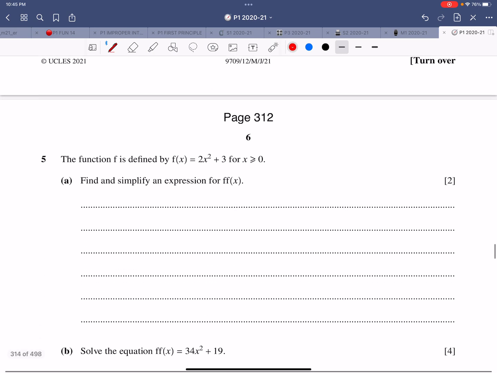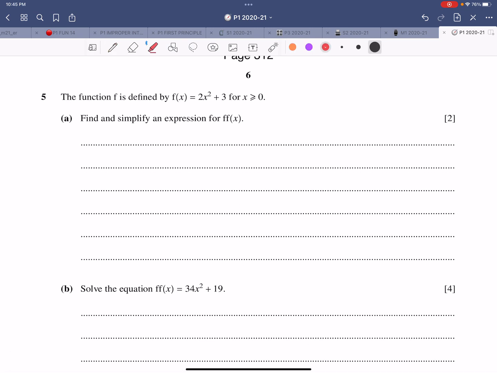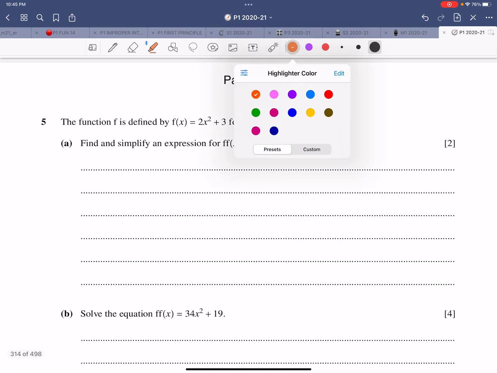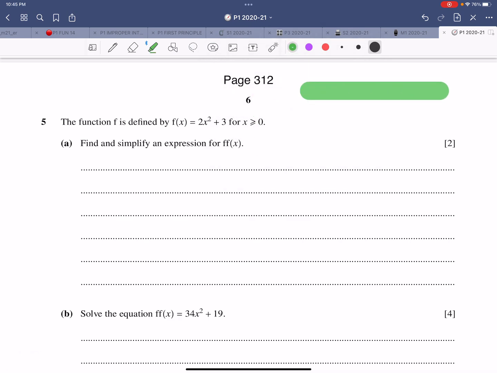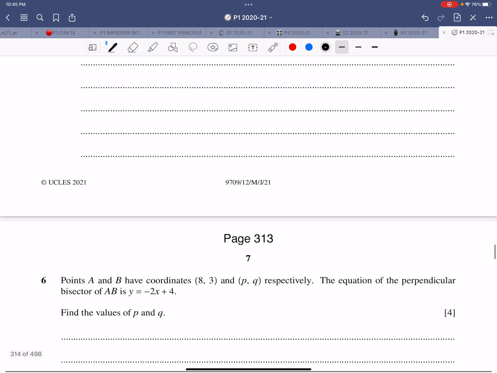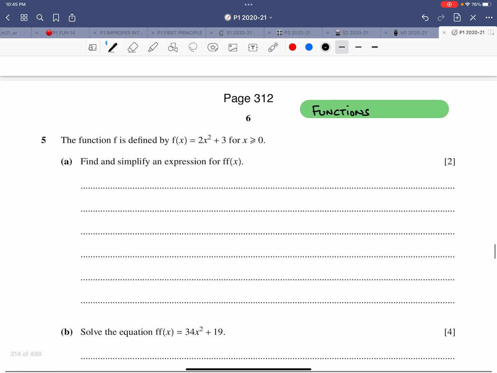4 questions down. Now comes the question that looks like quadratics, actually, sorry, functions, quadratic functions. So this is a quadratic expression, more quadratic. Okay, so let's get started. It says the function f is given by such and such. Find and simplify an expression for f of f x. So f of f x, that is too simple. That is 2 into f x, the whole thing square plus 3. That is 2 into 2x square plus 3, the whole thing square plus 3.